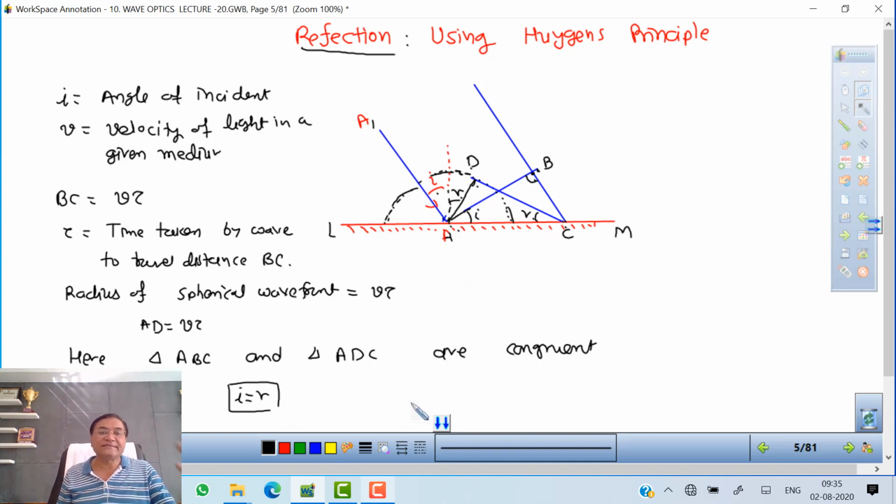So you can see that using Huygens' principle, we have shown that the angle of incidence is equal to the angle of reflection. Angle of incidence is equal to angle of reflection. So Huygens' principle also explains the phenomena of reflection and refraction for us.